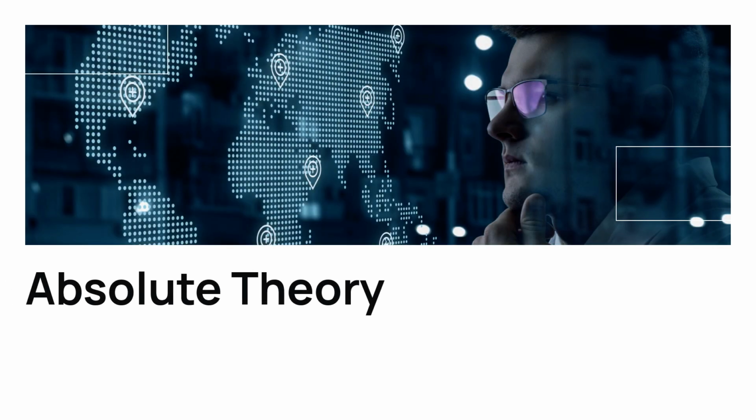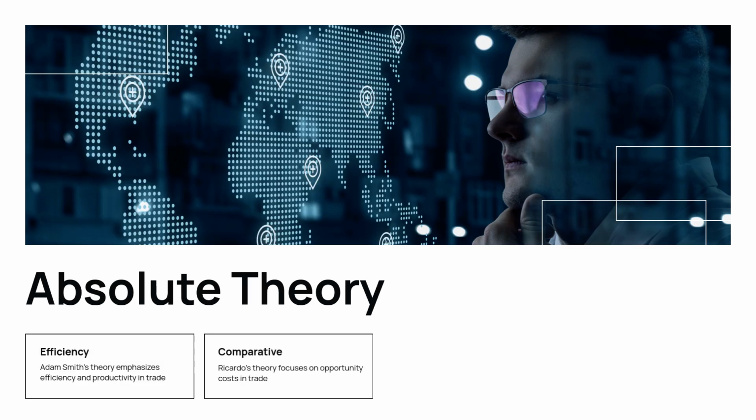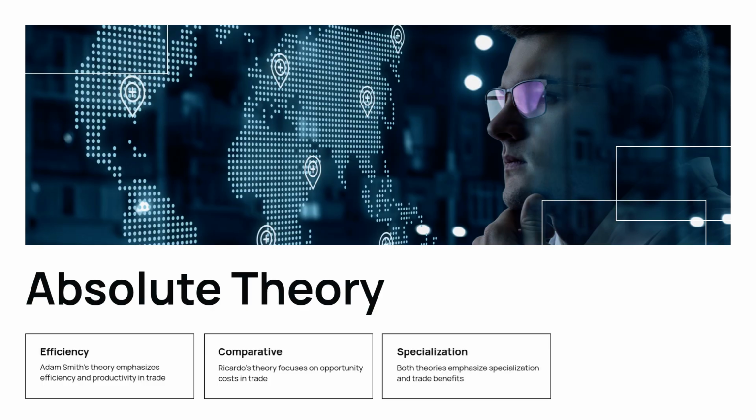Adam Smith's absolute advantage theory focuses on efficiency. David Ricardo's comparative advantage highlights opportunity cost. Both theories emphasize specialization and trade benefits. They lead to increased global production and consumption. These concepts are fundamental to understanding trade efficiency.